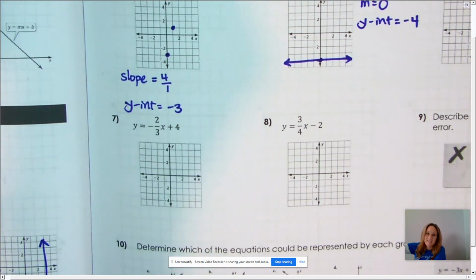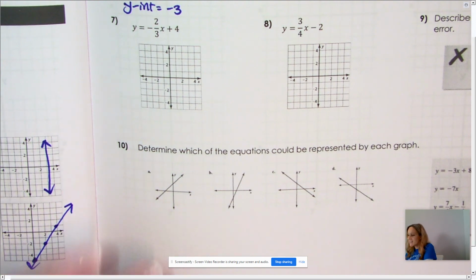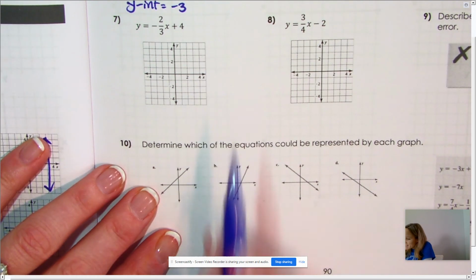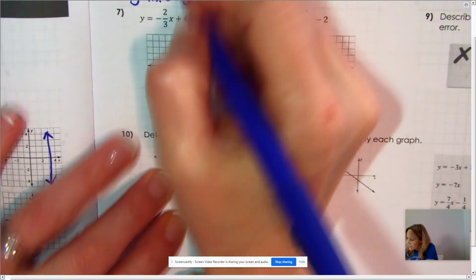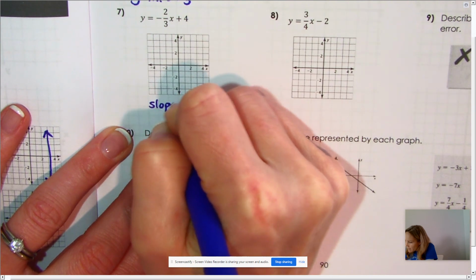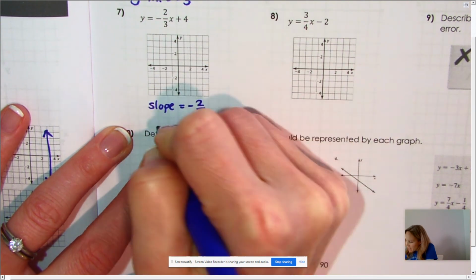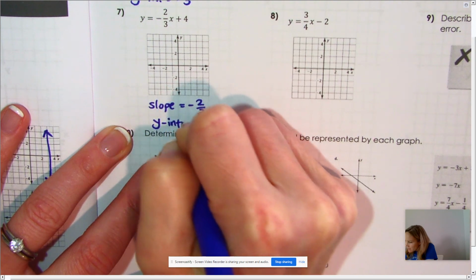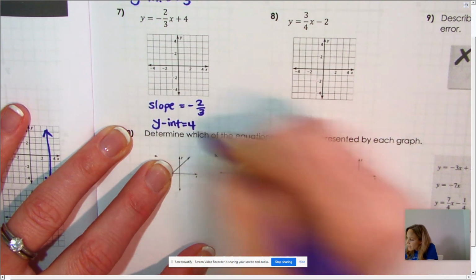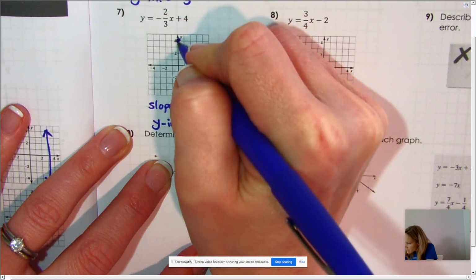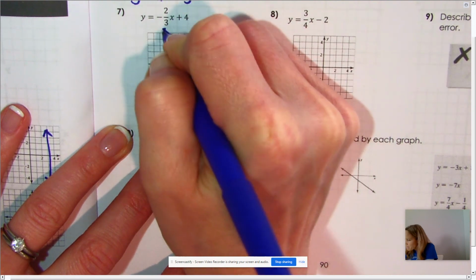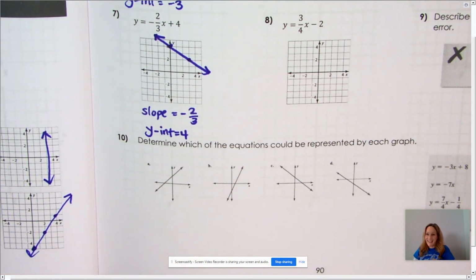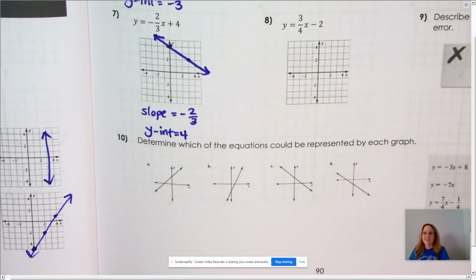Sorry, you guys. Question number 7. Well, I just gave you guys a hint on that one. So this one right here, I'm sorry, I was getting sidetracked. So this one right here, we would say the slope is -2/3, and the y-intercept is +4. And so we're going to start at 4, and then we're going to go down by 2, over by 3. And we're going to connect the dots right there. Okay, sorry about that. I always make all these mistakes as soon as the video is rolling. Anyways, you guys make me nervous.